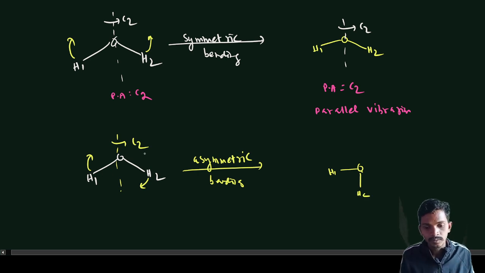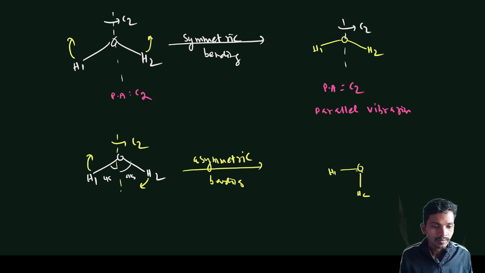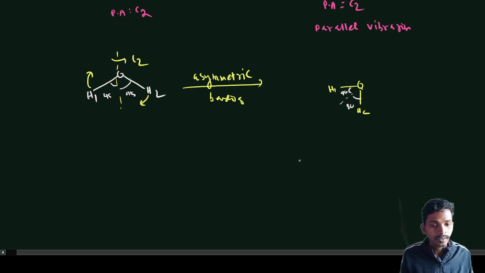What I would like to say is that if this angle and this angle are, let's say, 45 degrees and 45 degrees, then that is symmetric. Asymmetric bending means I am bending in different directions by different amounts. Let's say it is 40 degrees, then this may be 50 degrees, so that I will not get the same atoms in place. So this is also a perpendicular vibration, because of the principal axis. What do you mean by C2 being present or not?